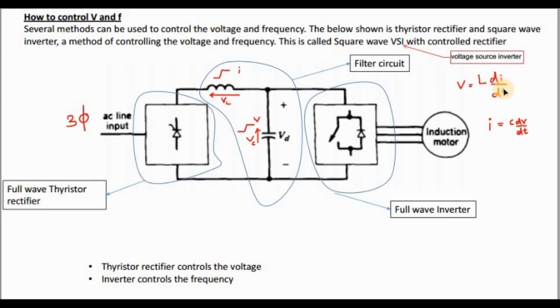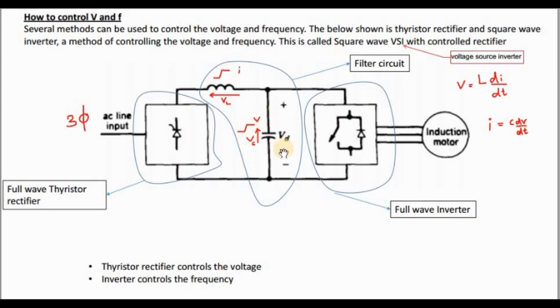Sudden increase means that for a small amount of time this I will get a higher value. That means di by dt is very high. It's like infinity, but the voltage across this inductor shouldn't be infinity, so it blocks sudden increase of I.